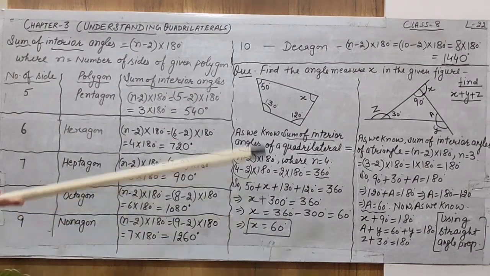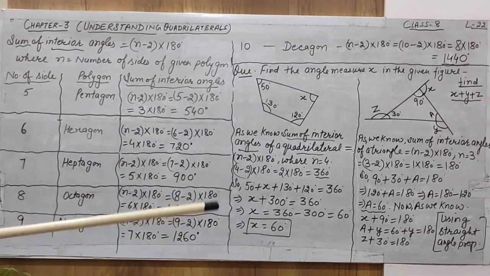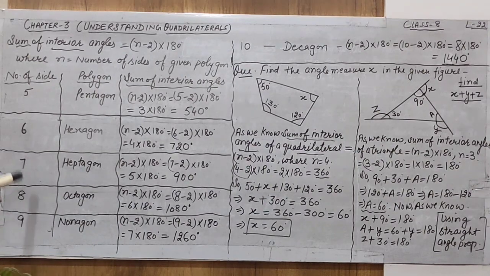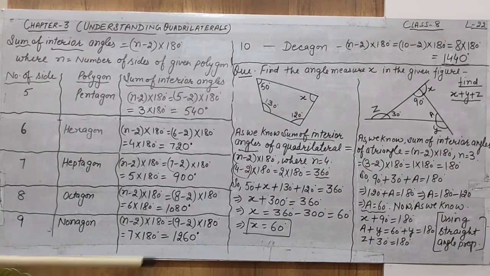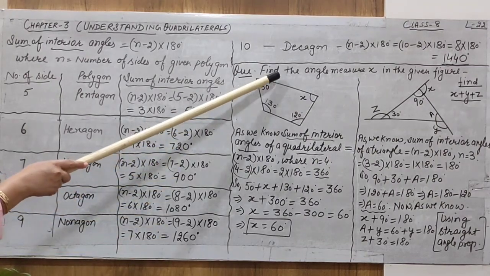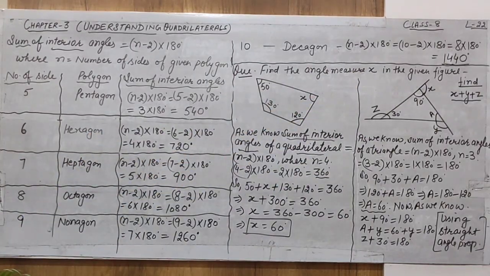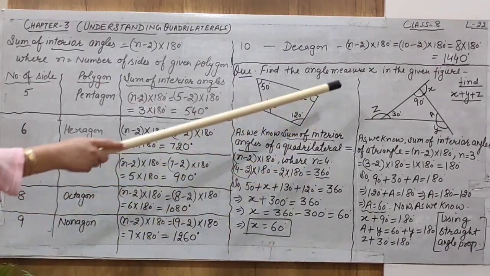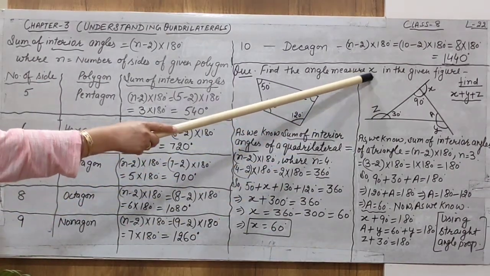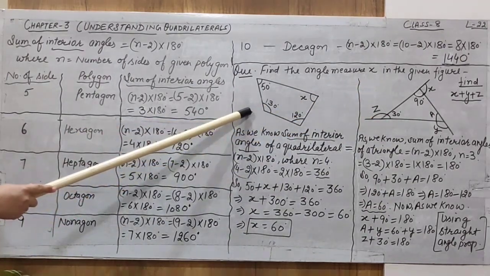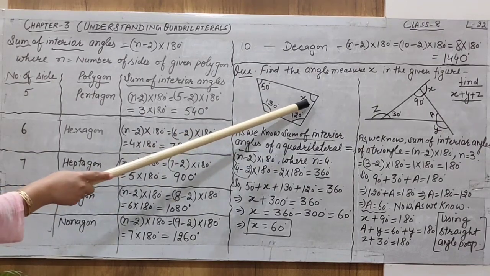Next, I have selected a few questions for you in which we have to use the sum of interior angle property. As I told you, this is a very important part of understanding quadrilaterals. The question is: find the angle measure x in the given figure. I have selected two questions for you to find the value of x. In the first figure, you have to find only the value of x.